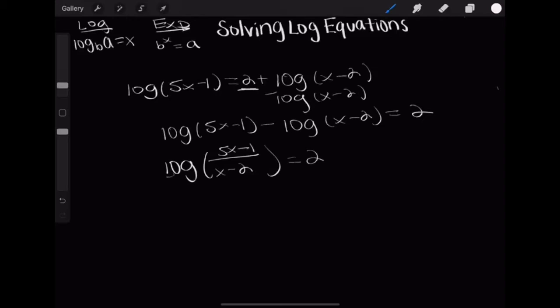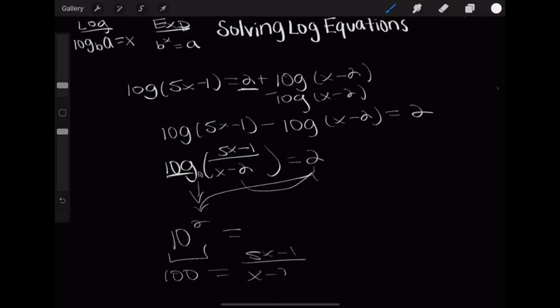As you know, if you have a log right here and it has no number for its base, it's an implied 10. So this 10 will come down, this 2 will become this exponent, and this argument will swing over to the other side. And so this will just be 100. So 100 is equal to 5x minus 1 over x minus 2. Now to get this numerator by itself, we just multiply each side by x minus 2. We are left with 100 times x minus 2 is equal to 5x minus 1.